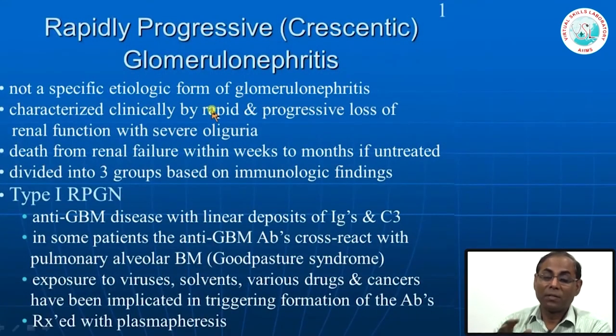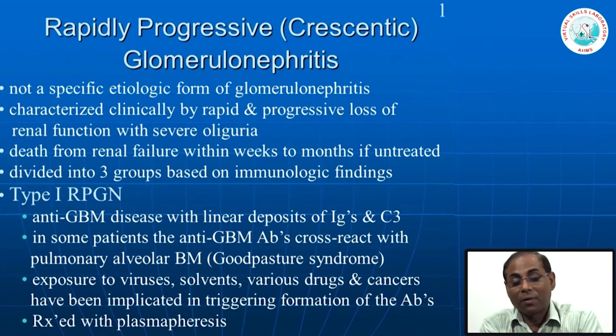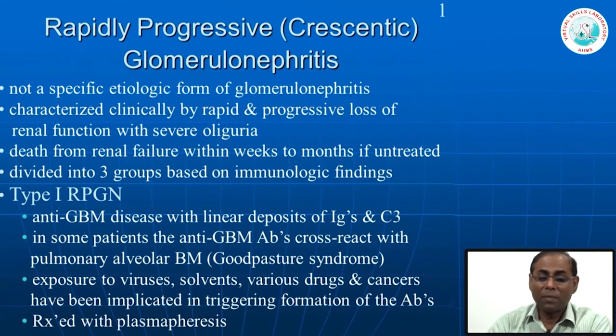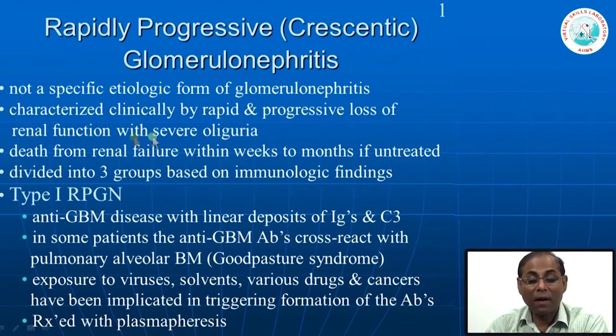Now, after that we enter into another type of glomerulonephritis, that is the rapidly progressive or crescentic glomerulonephritis. It is not a specific etiologic form of glomerulonephritis. Many different kinds of glomerulonephritis can present as a crescentic form. It is characterized clinically by rapid and progressive loss of renal function with severe oliguria, and usually death can occur from renal failure within weeks or months if untreated. But nowadays with the help of dialysis, these patients can be salvaged and survive.